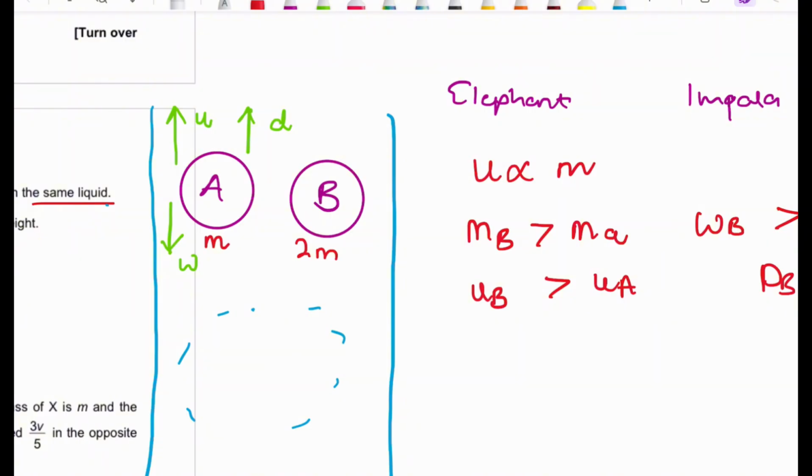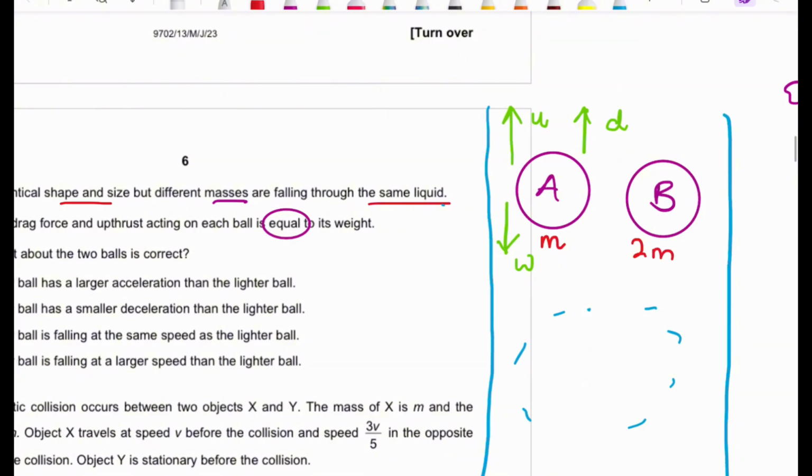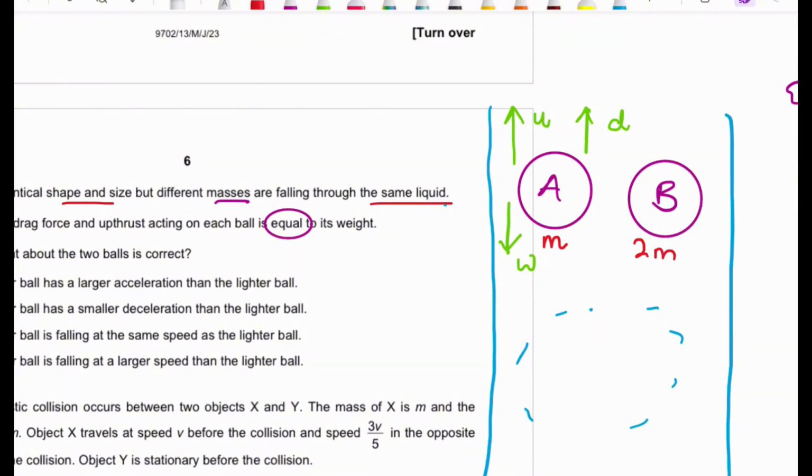So the weight is going to be acting down, right? For the drag force and the upthrust to be equal to the weight, it means that initially the upthrust was not even equal to the weight, because the drag force was also included. So if the upthrust goes up, in order for everything to remain equal, the drag force should also go up so that these two basically remain the same.